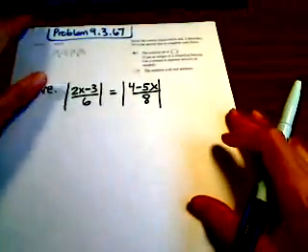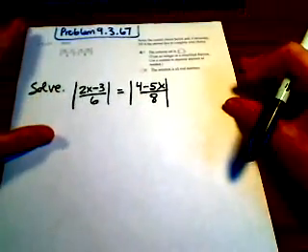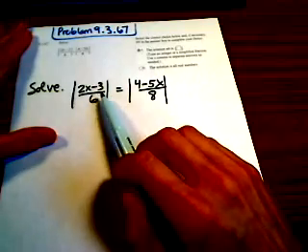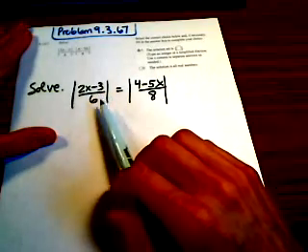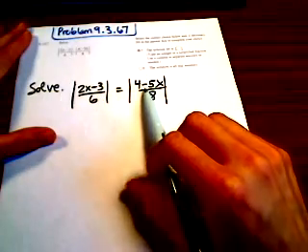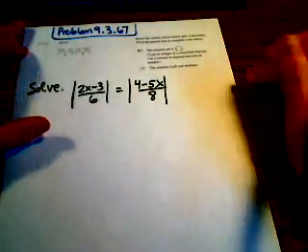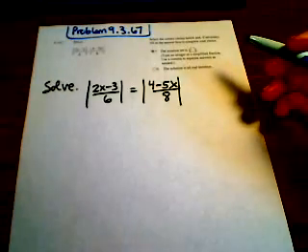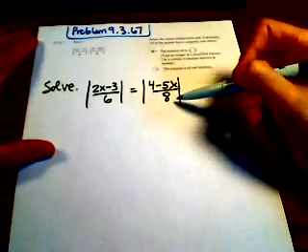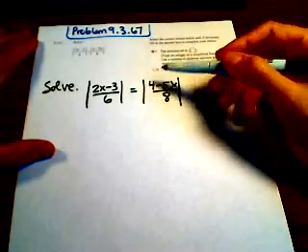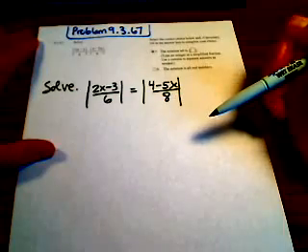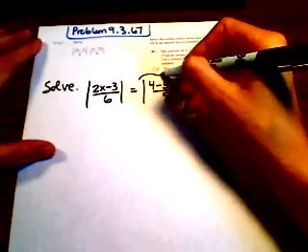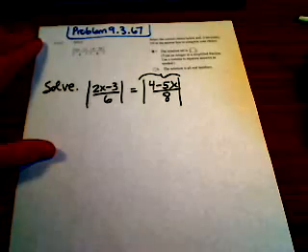So this is problem 9.3.67, and they ask us to solve the absolute value of (2x minus 3) over 6 equal to the absolute value of (4 minus 5x) over 8. Okay, so it turns out that this is actually the same thing as the last problem. It's just that instead of a constant on this right-hand side, we have another absolute value that has an expression in it. We're going to go ahead and treat this right-hand side as if it's a constant.